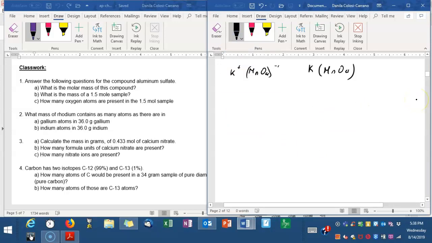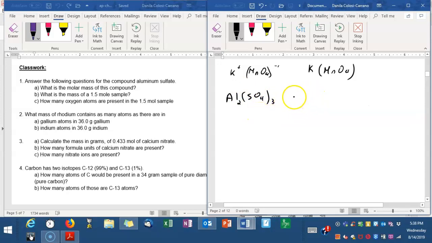Answer the following question for the compound aluminum sulfate. So first of all, let's write it, aluminum sulfate. So that's a 2, that's a 3, so this is your aluminum sulfate. What is the molar mass of the compound?